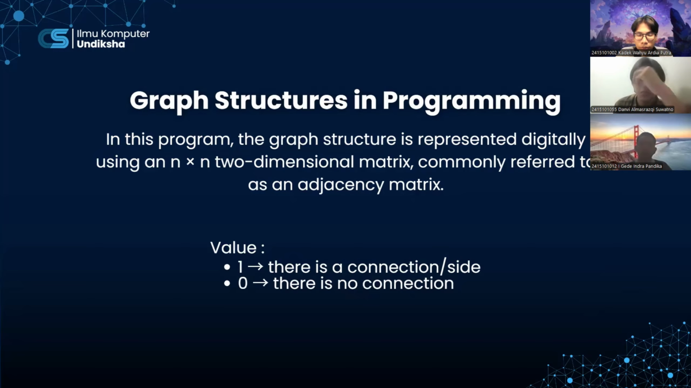Meanwhile, the relationship between vertices, or what we call an edge, is determined by a binary value within the matrix coordinate. A 1 indicates that there is a direct edge or path connecting the two vertices, while a 0 indicates that there is no direct path between them.